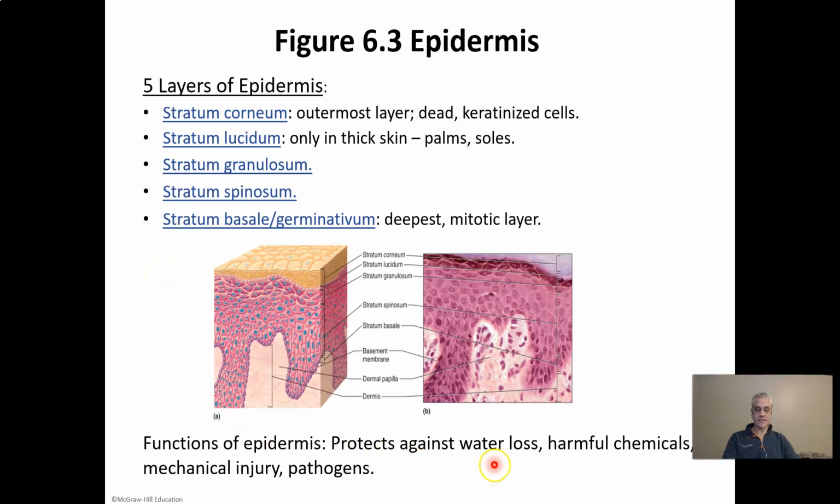Now, functions, right? It protects against water loss because you have a waterproof, or at least quite water-resistant, surface. If you didn't have that, your blood vessels would be closer to the surface and you would be diffusing fluids out of your body like crazy. This is one of the problems with people who have severe burns. They do tend to get dehydrated quite easily as they're recovering. So it protects against water loss, and it's a pretty good shield against harmful chemicals, mechanical injury, and pathogens. Extremely important. I cannot overemphasize how important it is to protect your body against these pathogens. They have to get through there, and a lot of them can't get through, and so that's your protection.